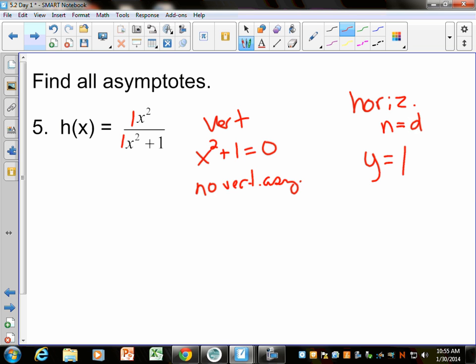If the numerator is equal to the denominator, is there going to be a slant asymptote? No, so that's great. The only time there's a slant asymptote is if the numerator is bigger than the denominator. So they're not all as bad as the one we just did, right?